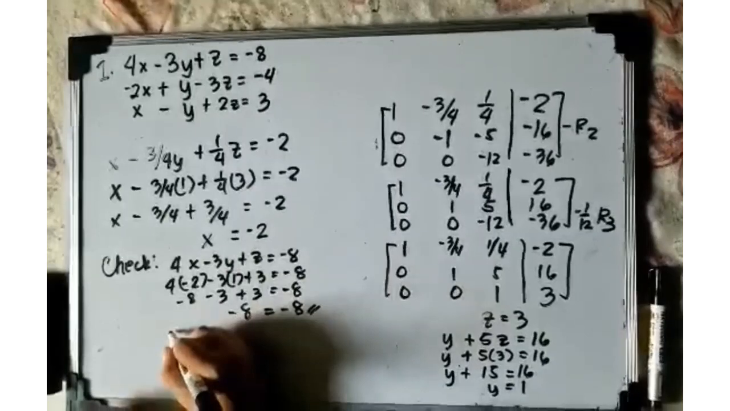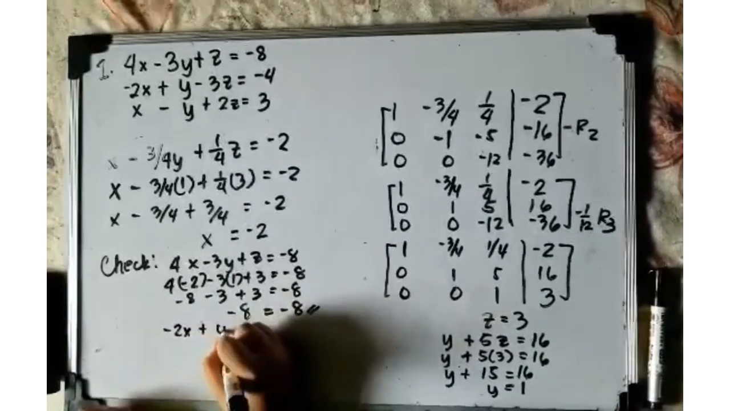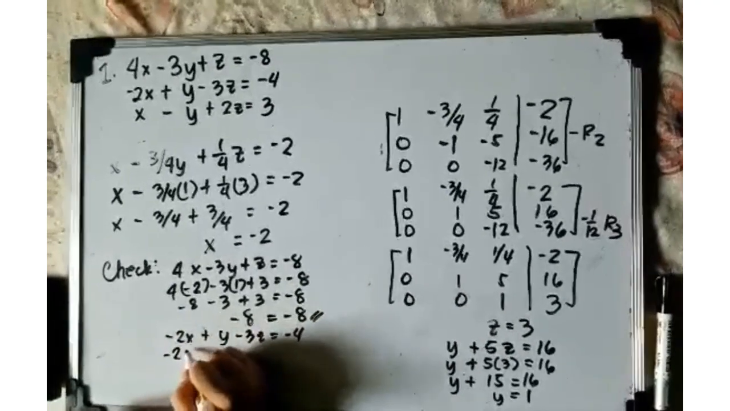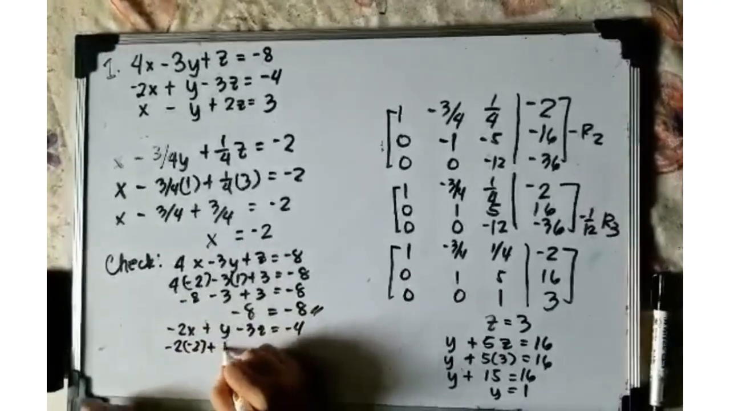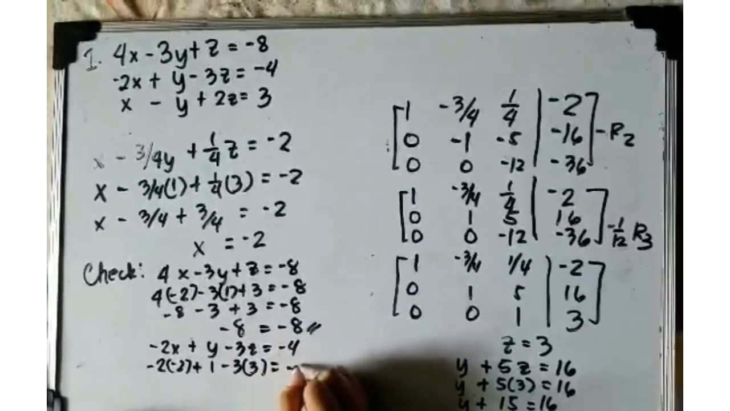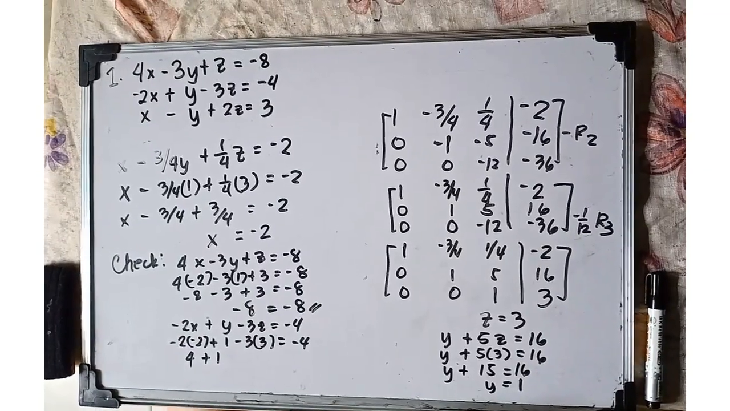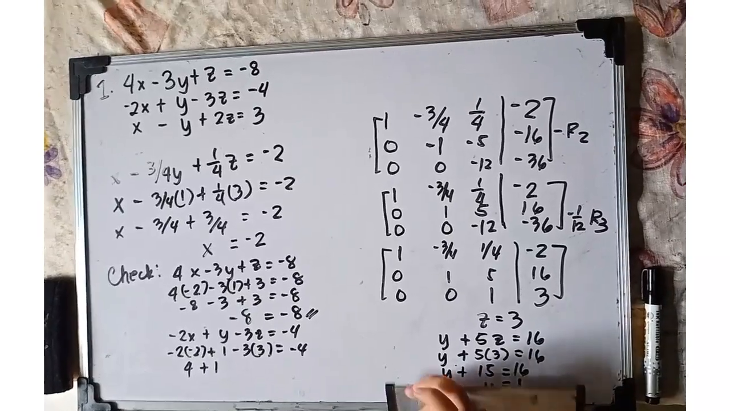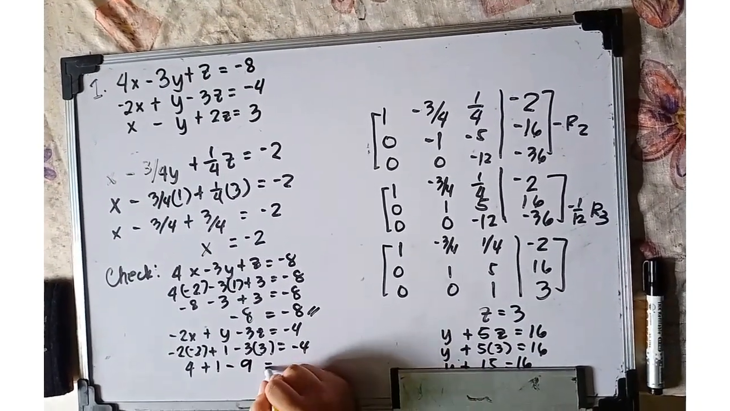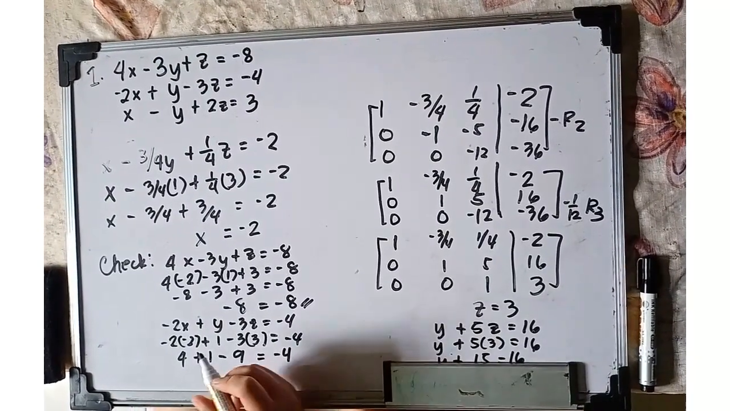The second equation is negative 2x plus y minus 3z is equal to negative 4. Negative 2 times negative 2, plus 1, minus 3 times 3, is equal to negative 4. 4 plus 1 minus 3 times 3 is 9, is equal to negative 4. So 4 plus 1, 5, minus 9 is negative 4.